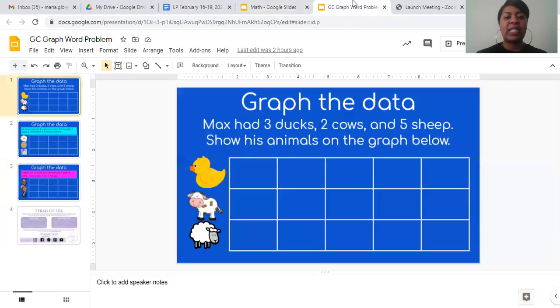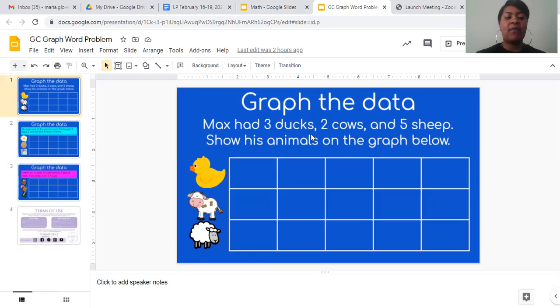This, boys and girls, is a picture graph. We're going to use a picture to represent our data. So, what animals do you see here? That's right, a duck, a cow, and sheep. So let's read the information. Max had 3 ducks, 2 cows, and 5 sheep. Show his animals on the graph below.